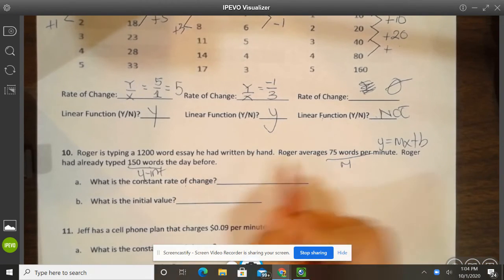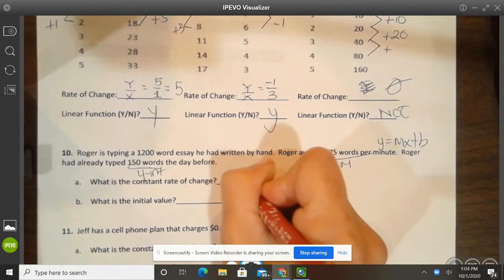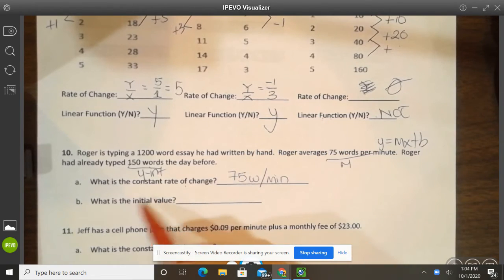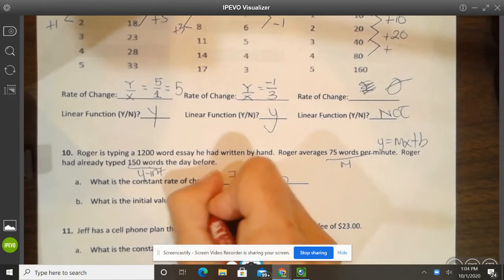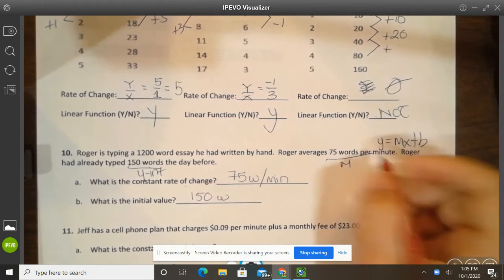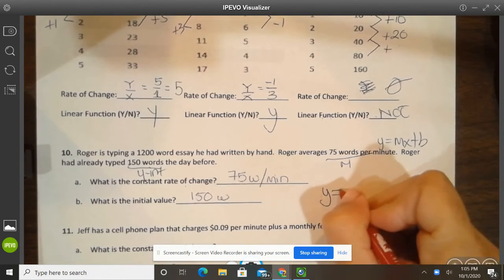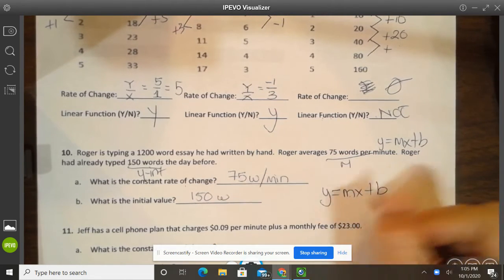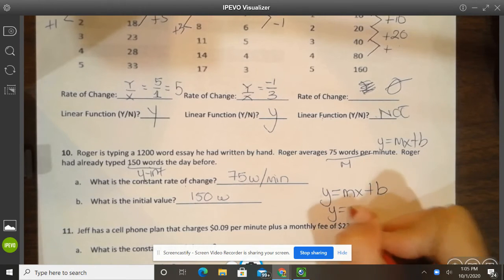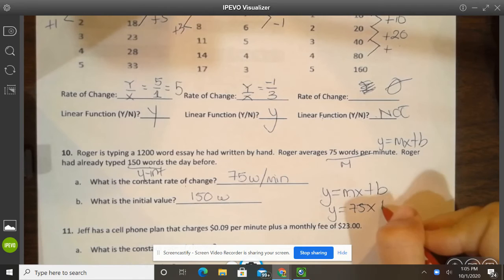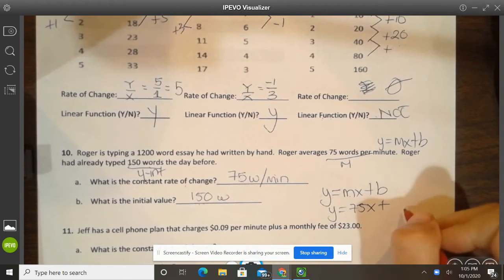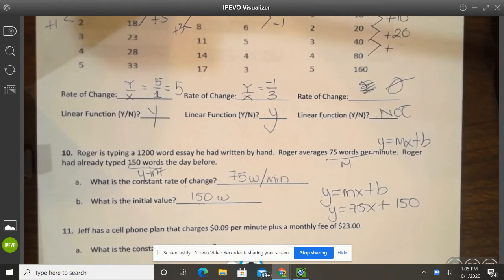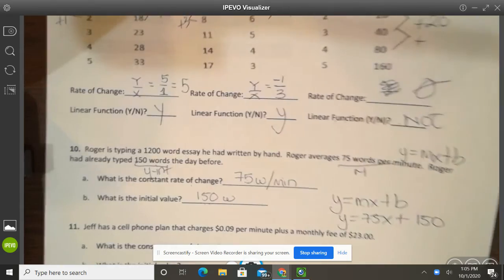So what is your constant rate of change? Well, it's 75 words per minute. And then what is the initial value? Well, 150 words. I'm going to use W for words. So what's my equation? It would be y equals mx plus b, where m is your rate of change, which is your slope. So y equals 75 times x plus your starting value, which is 150, which is your y-intercept. Remember, y-intercept is the point that intersects the y-axis. It is where everything starts.